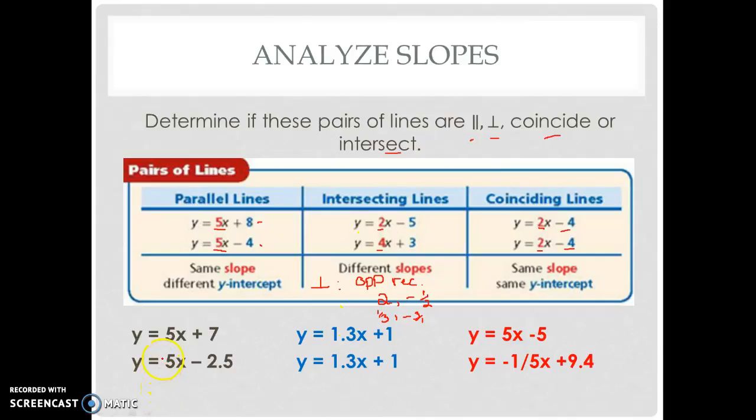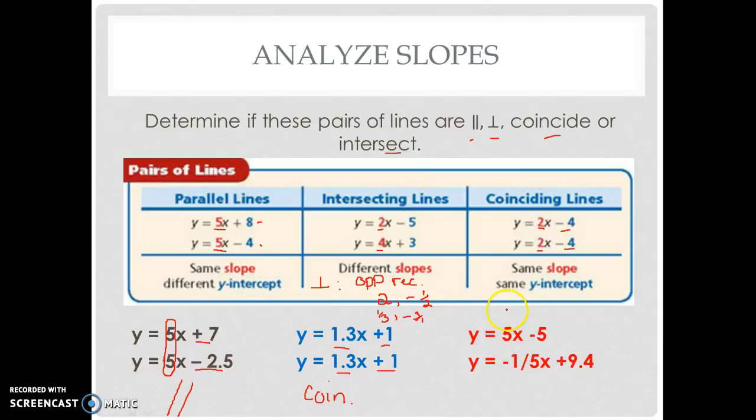Looking at this first example, first thing we look at are our slopes. So 5 matches 5. At this point, we're either parallel or coinciding. Because our y-intercepts are different, we know that these lines are parallel. Looking at our second line, 1.3x plus 1, 1.3x plus 1, our slopes match, our y-intercepts match. This means these are the exact same lines. So these are coinciding lines, exact same line.